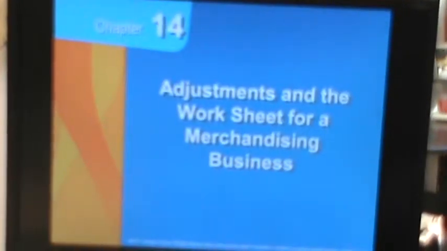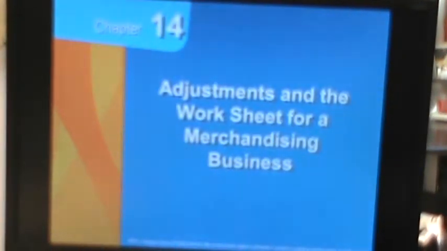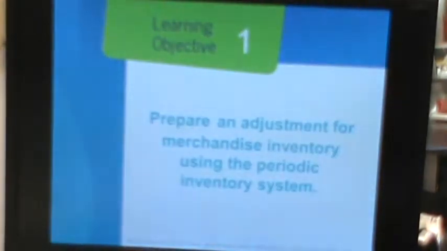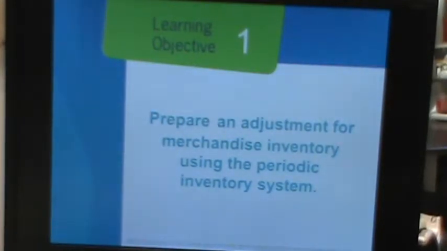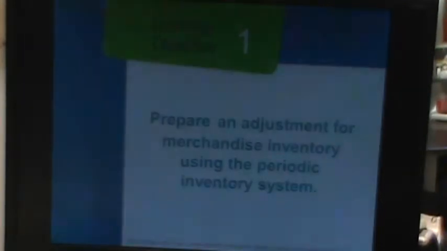Okay, guys, this is chapter 14, adjustments and the worksheet for a merchandising business. You guys have already done adjustments on a worksheet in Accounting 1. This is just a little different because it's for a merchandising business. So the first thing we're going to do is prepare an adjustment for merchandise inventory using our periodic inventory system, which we talked about a chapter ago.